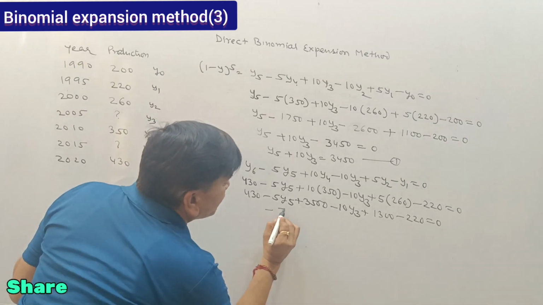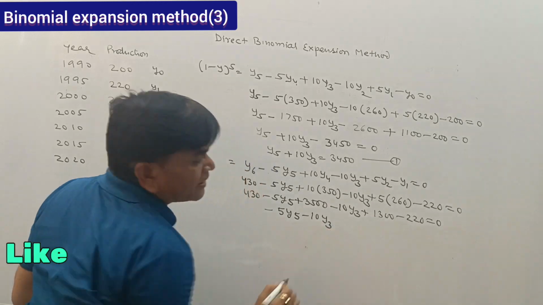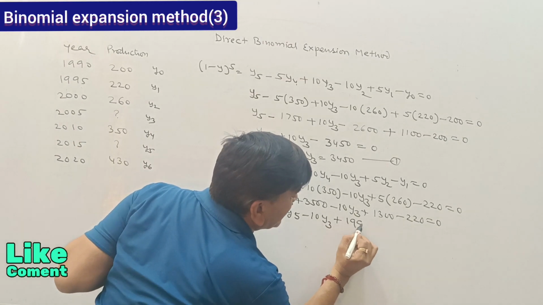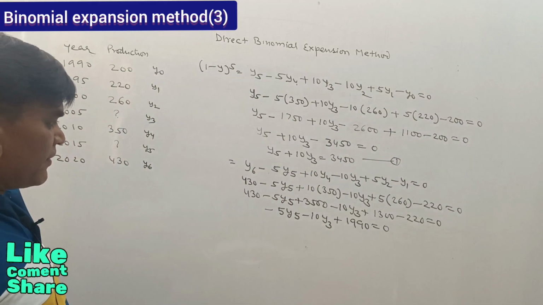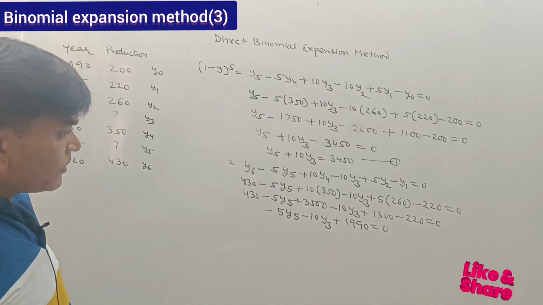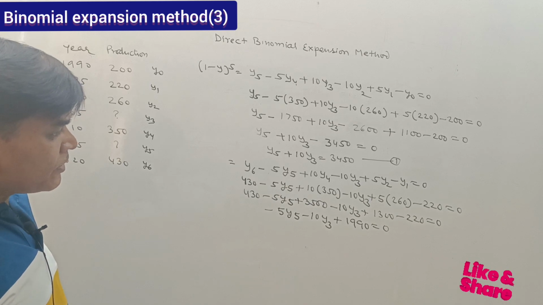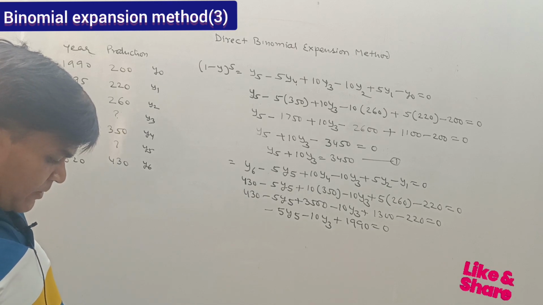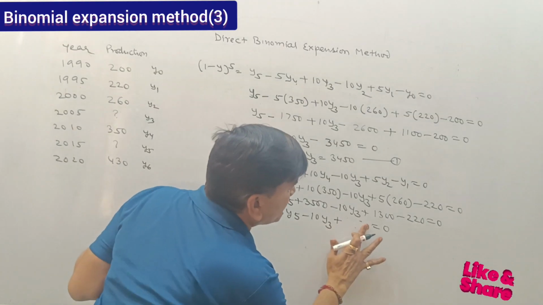So minus 5y5 minus 10y3 plus 1990 is equal to 0. Again, we are having 430 as a plus value, 350 as a plus value, 130 as a plus value, and 220 as a minus value. So 5010, some mistake may be there in the 5010.